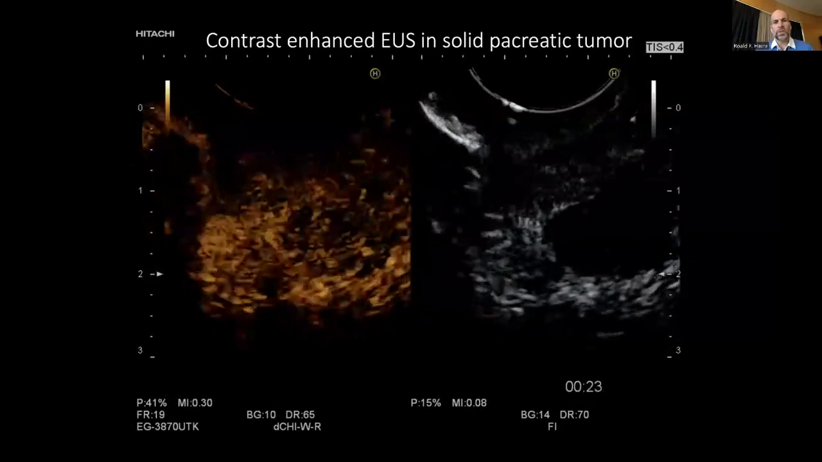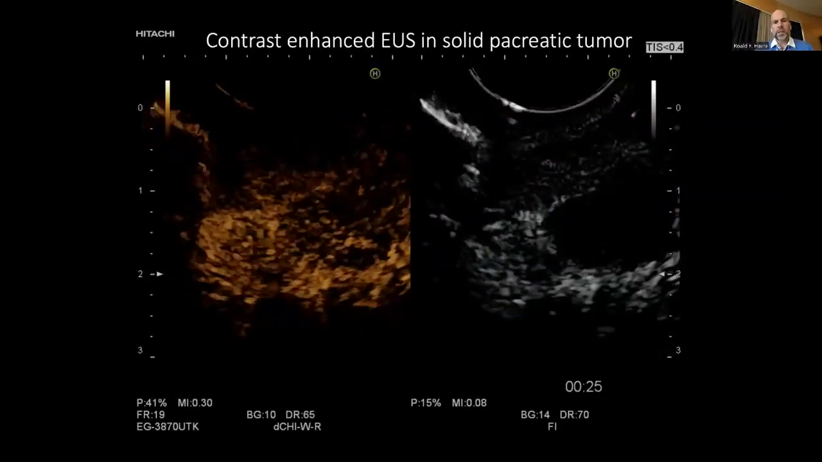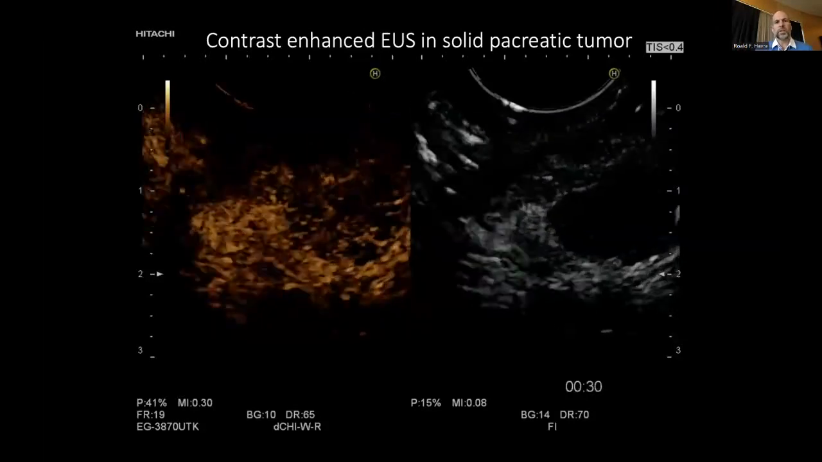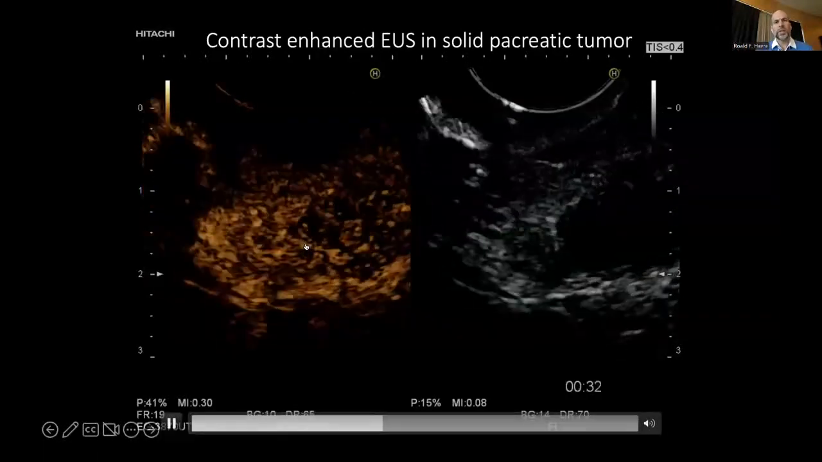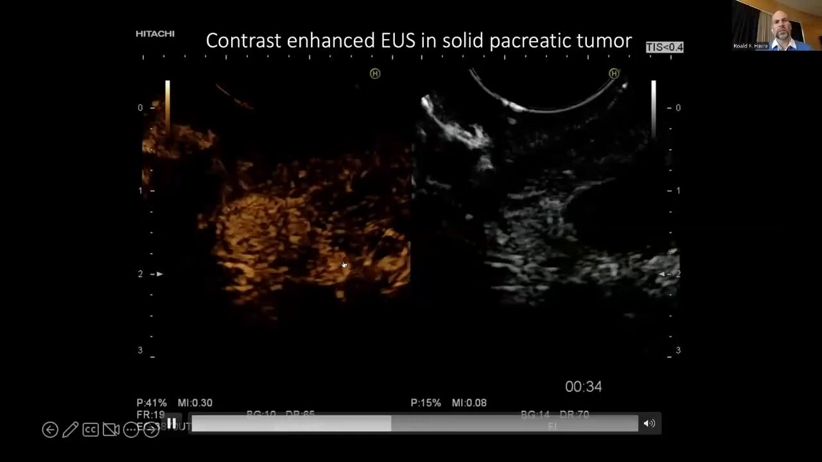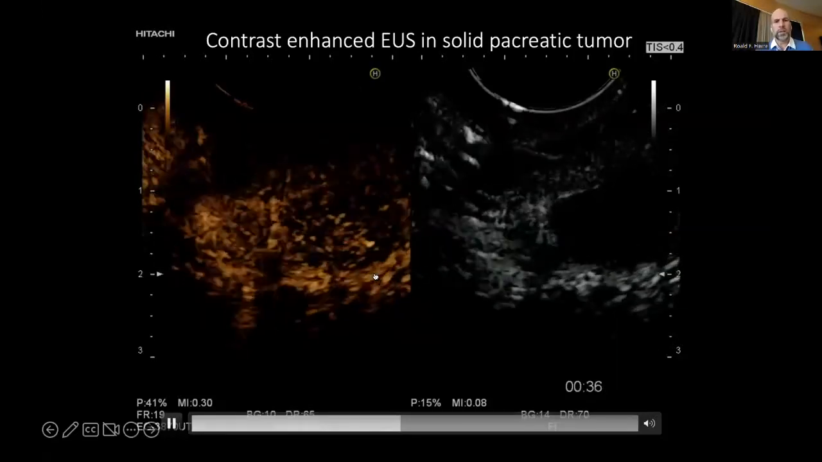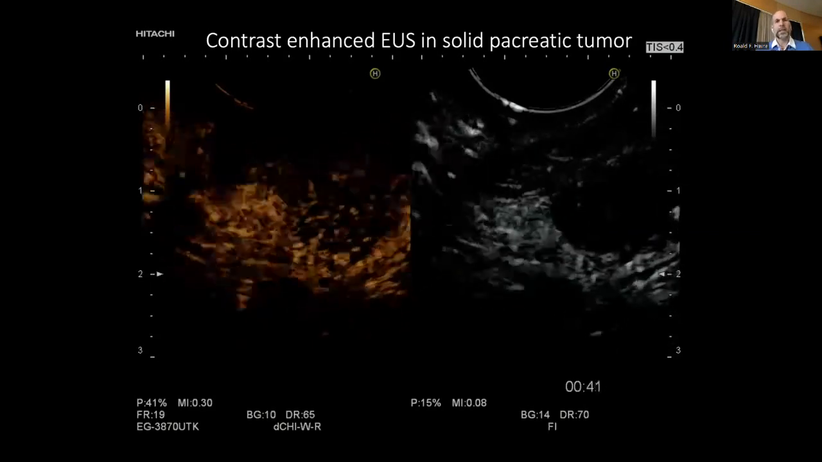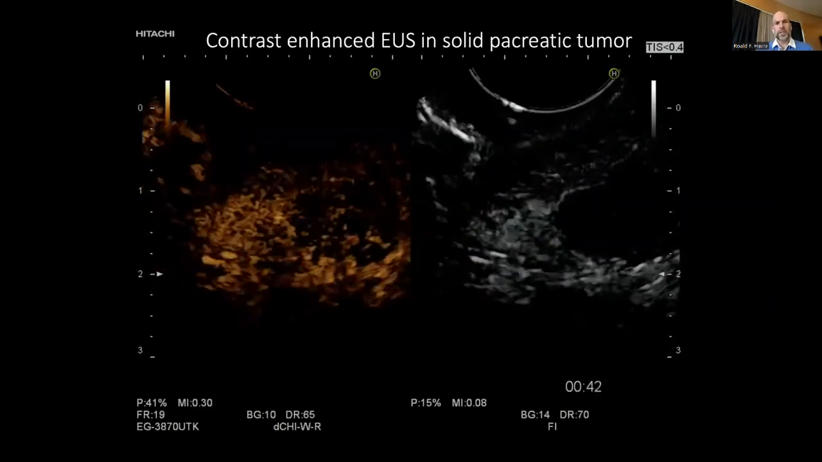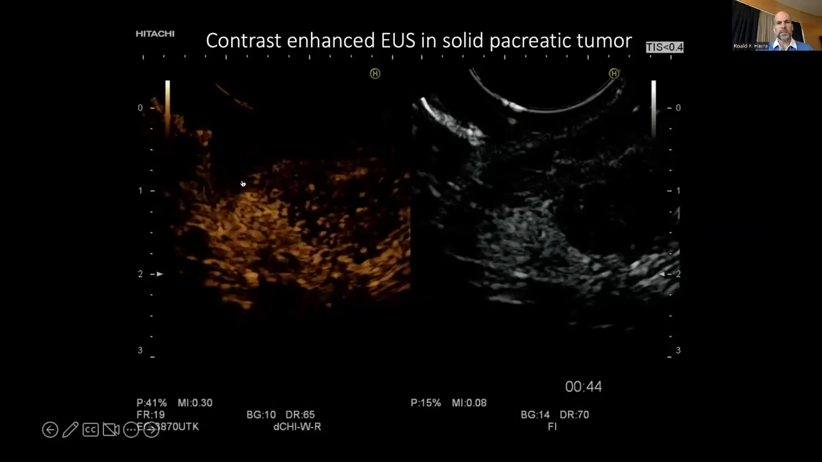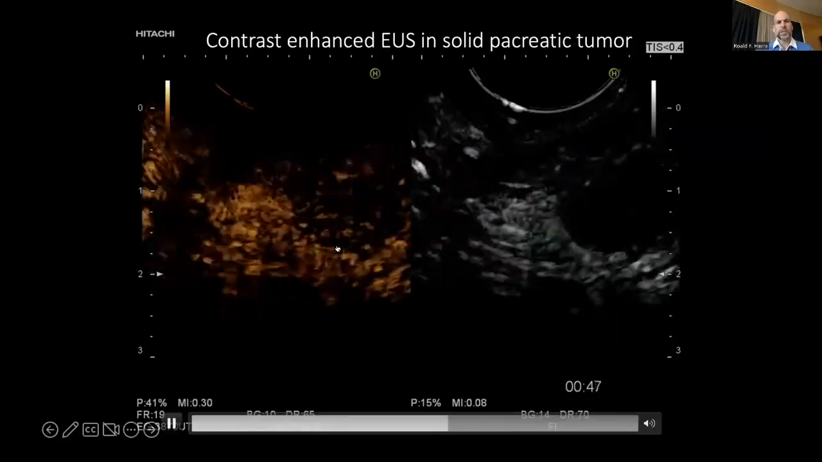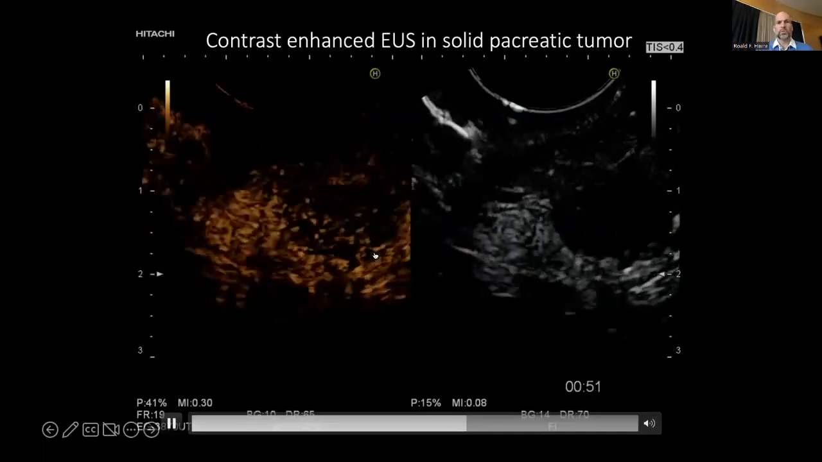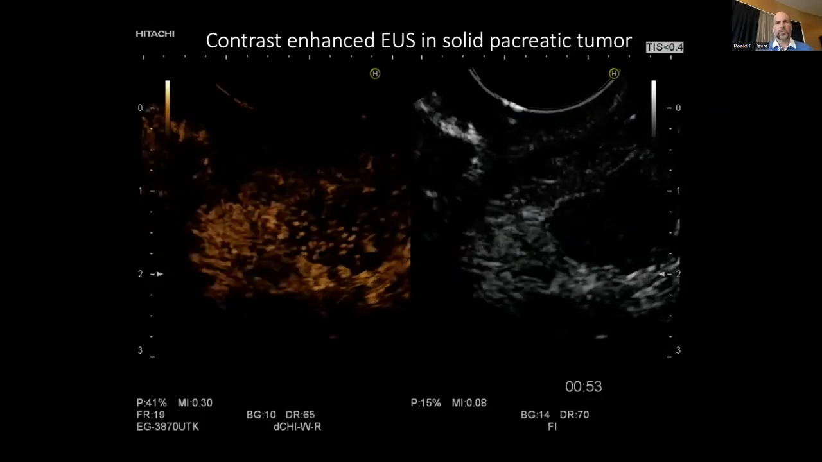So as we reach 30 seconds or even before that, we see that this tumor area here is already starting to get darker, and we can follow it a bit further into the venous phase, and we still see that it becomes even more distinctly washed out as we reach up to a minute.